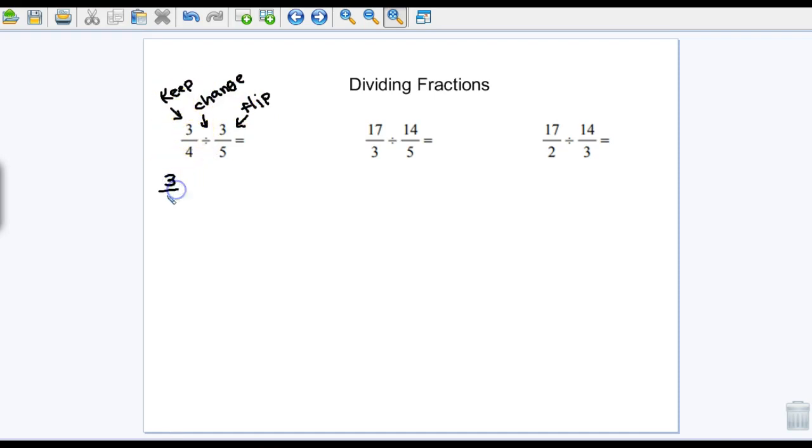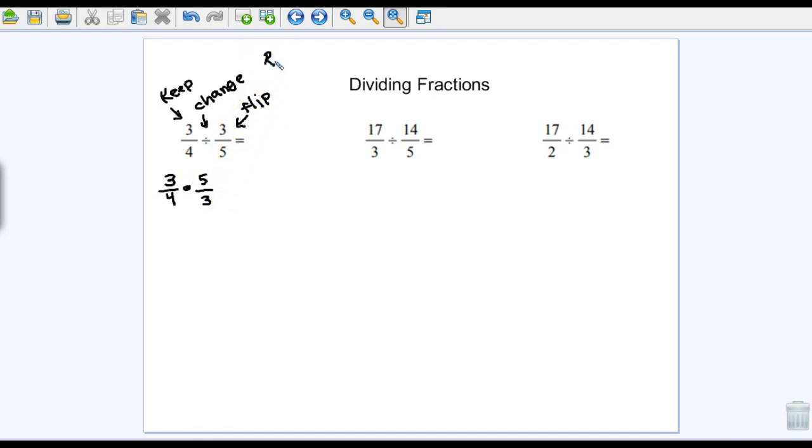So following these instructions, I'm going to take my first fraction and I'm going to keep it. So it's going to be 3 over 4. I'm going to change this division sign to multiplication. And I'm going to flip my second fraction. So I'm actually multiplying by its reciprocal.